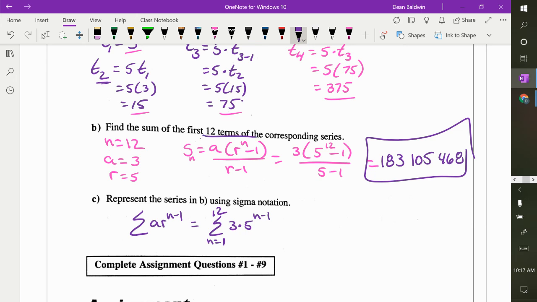It's just the first 12 terms, because that's what we were summing, right? Sigma means sum. So the answer, technically, is the answer to that sigma notation. That whole thing equals 183,105,468.